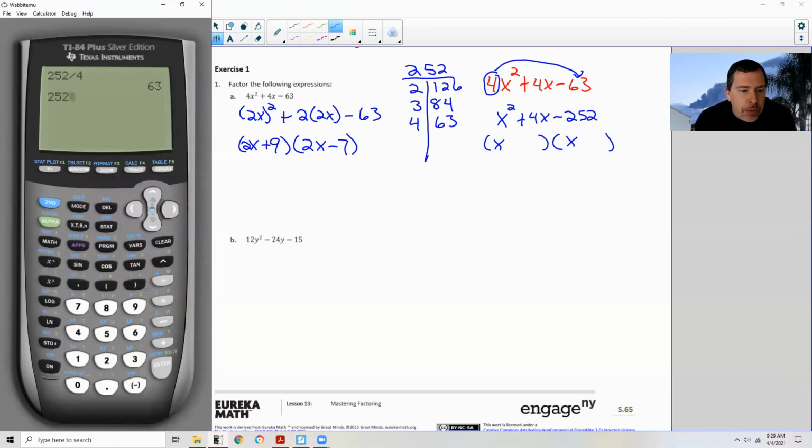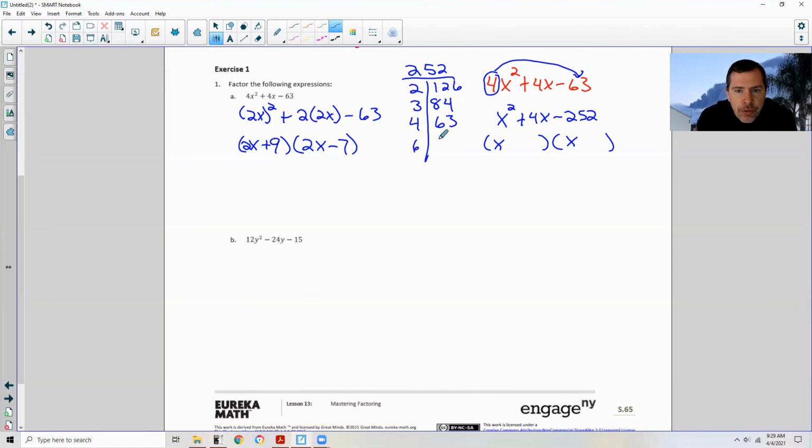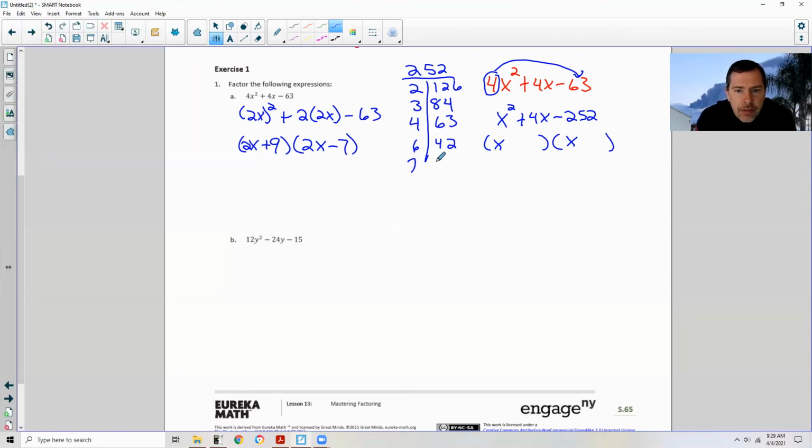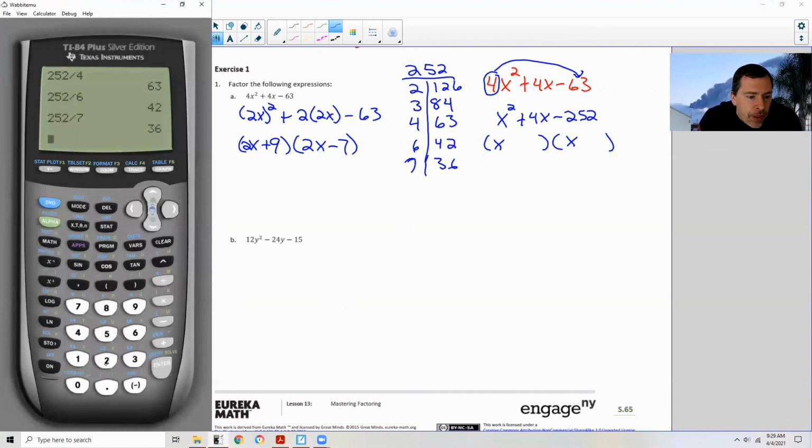252 will not be divisible by 5 because it doesn't end in 5 or 0. I will try 6, and that's 6 times 42. Obviously, still way off. We're still 36 off. So if we subtract these, we want 4. 252 divided by 7 is 36. 36 minus 7 is 29. So we're getting closer. We want to get down to 4.